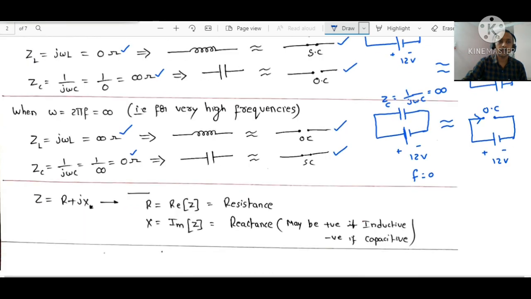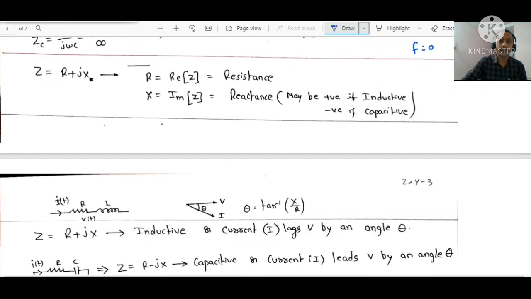Right. Now let me see, we have seen the impedance is expressed as Z equal to R plus jX. Now this R represents the real part of the impedance. Real part of impedance is the resistance. Now this X represents the imaginary part of the impedance. Imaginary part of impedance is reactance.